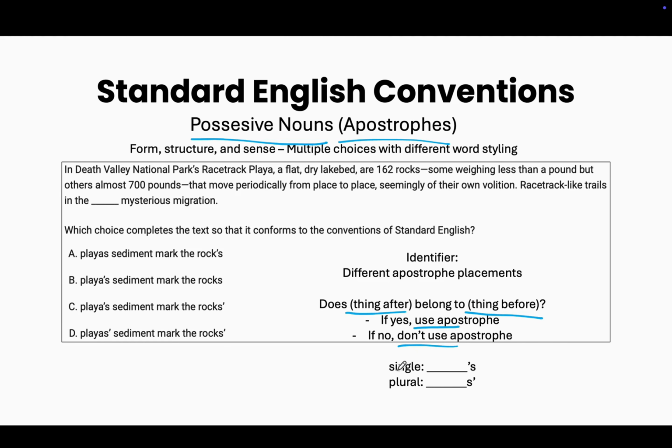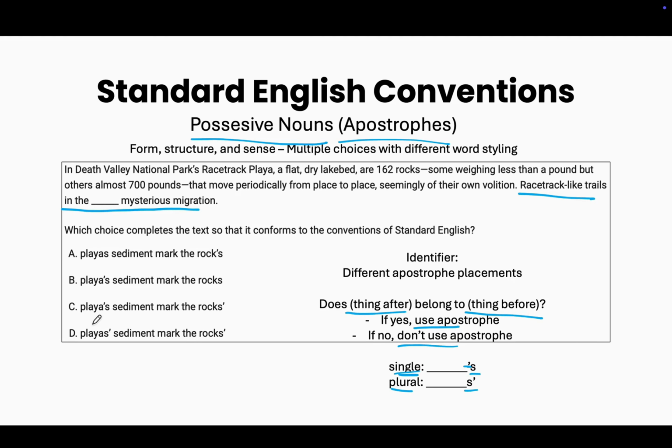If yes, then check whether the word is singular or plural. If it's singular, then the apostrophe will come before the S. If it's plural, the apostrophe will come after the S. So let's go through an example. Racetrack-like trails in the playa sediment mark the rock's mysterious migration. Now let's test the answer choices.